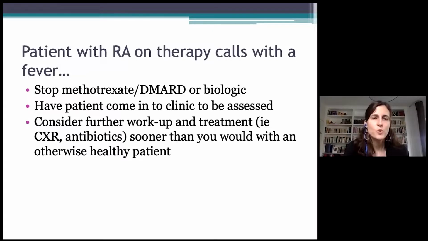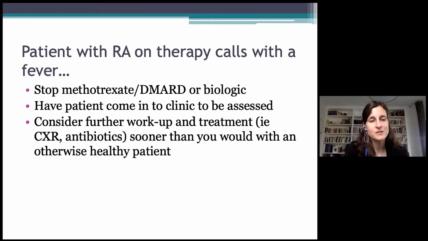So what to do when a patient with RA on therapy calls with a fever? This is especially important in the era of COVID too, so keep this in mind in this new world. If somebody calls you with a fever or if they're otherwise feeling ill, we do recommend stopping the methotrexate or biologic therapy. If a patient is on hydroxychloroquine, that is generally okay to continue, but in particular methotrexate or another DMARD or biologics, we would stop if a patient is ill.